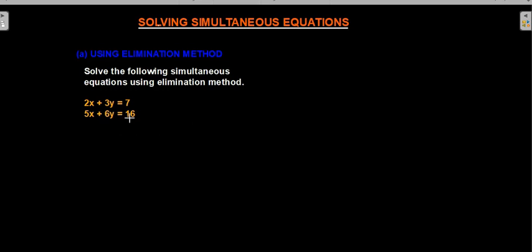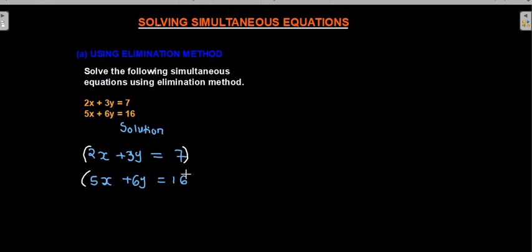We jump in directly and solve this question. We have 2x plus 3y equals 7 as equation 1. Equation 2 is 5x plus 6y equals 16. First, I expect you to include these brackets. They are very important.